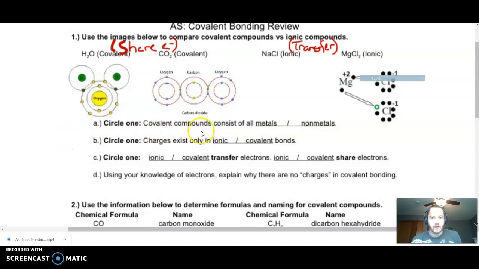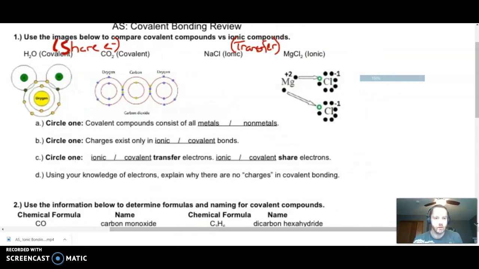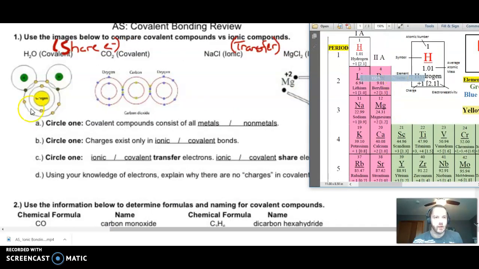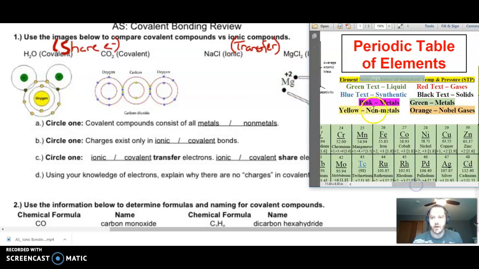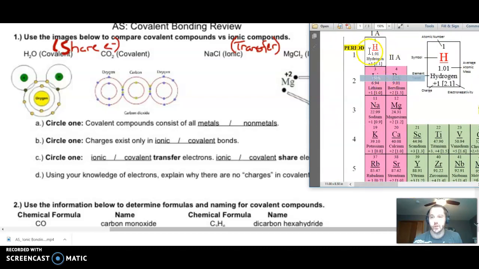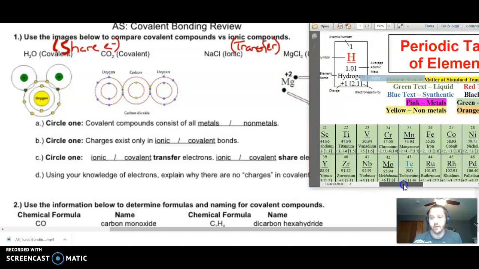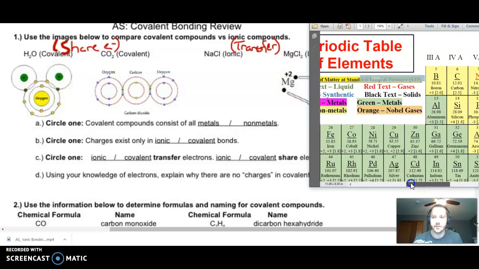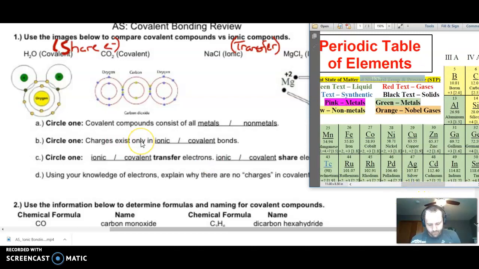So with that, covalent compounds consist of all nonmetals. So if we look at our periodic table here, we'll observe the elements hydrogen and oxygen. Please note that metals are going to be the ones highlighted pink and green on our periodic table. So hydrogen is actually not labeled as pink or green because it's a nonmetal. Oxygen is yellow, meaning it is a nonmetal. So with that, covalent compounds consist of all nonmetals.